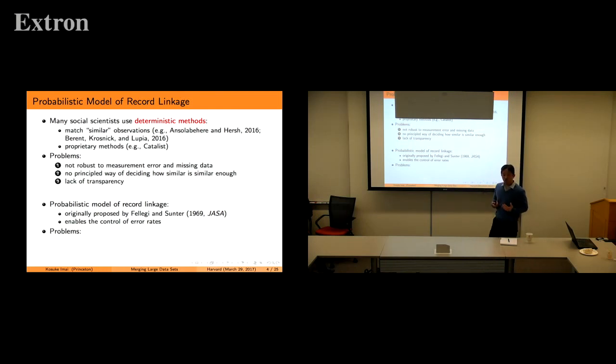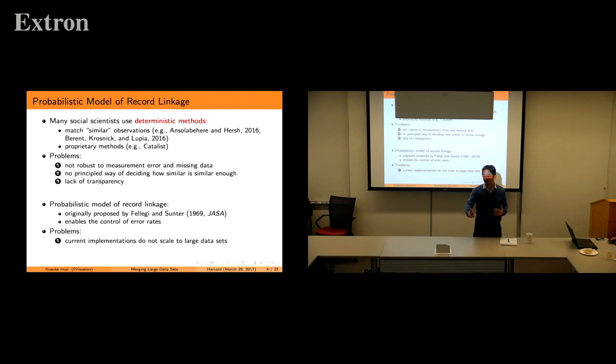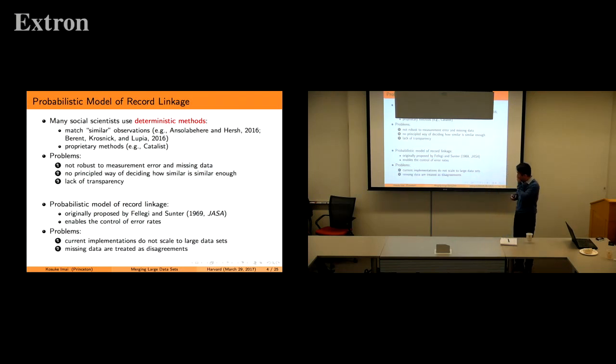However, when we first tried to use this method, the problem was that the current implementations out there did not scale to large data sets. So we had these 160 million voter records, and there's just no way that you can use the current implementations to do the merge. We also found that in practice, missing data are often treated as disagreements. So if you have, say, a middle name missing, and then in another record you find some other observation that has a middle name, the missing one was coded as missing. The middle name is treated as different, even though one is missing and the other one is measured.